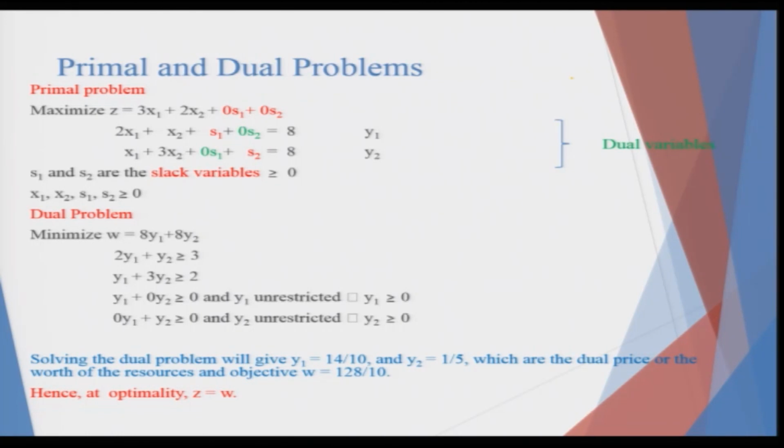The second constraint would be x 1 plus 3 x 2. Here s 1 is not there, so it will be multiplied by 0. So, it will be plus 0 s 1, and the last variable for the second constraint will be 1 into s 2, that is the slack or surplus for the second constraint, equal to 8.